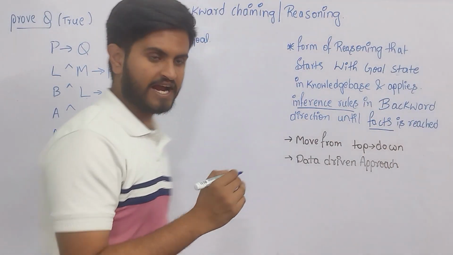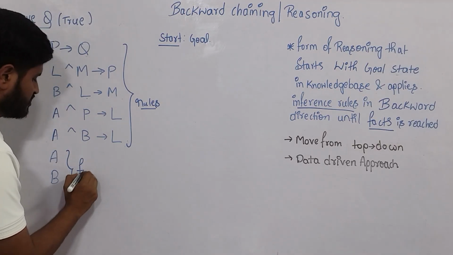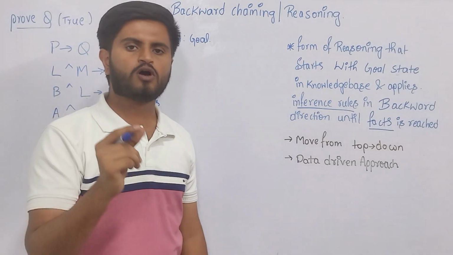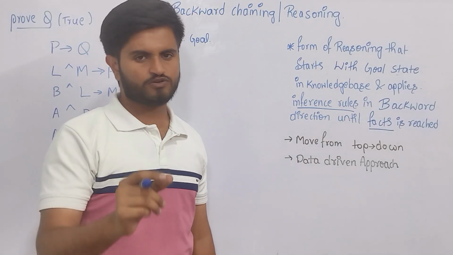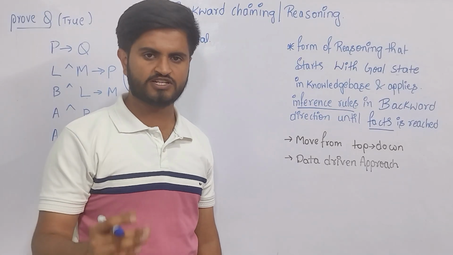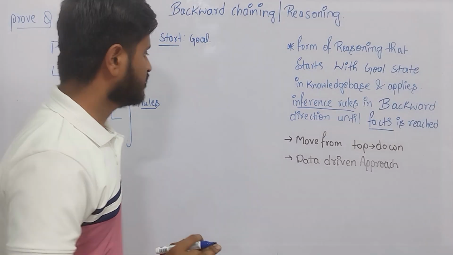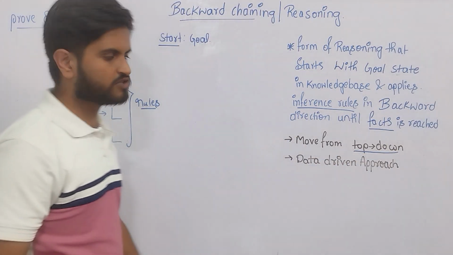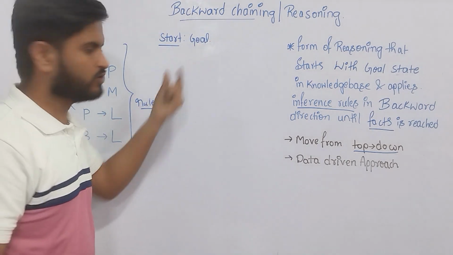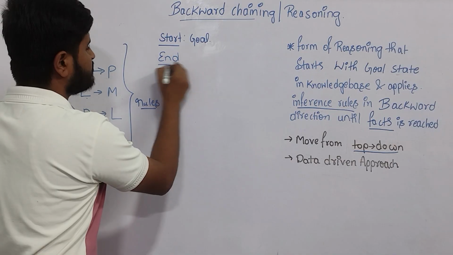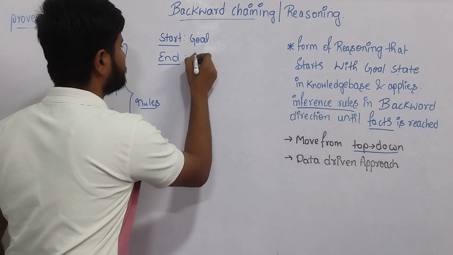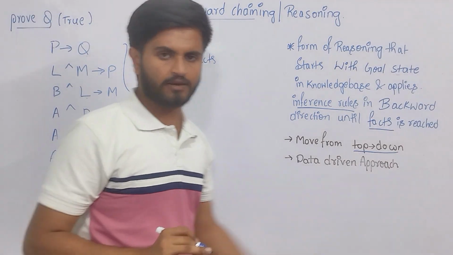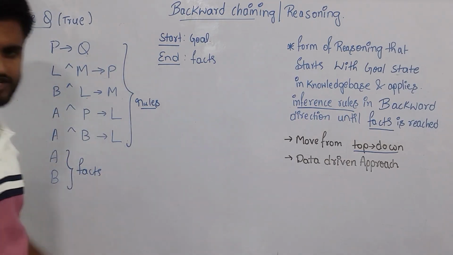What is a fact? Fact means the individual statement. Why I am calling the individual statement a fact is because the individual statement will always be true. So since the individual statements are true in every situation, we can call them the facts. In backward chaining we will move from top to down, because we are constructing from the goal state. So my start will be from the goal state, and my end will be at the facts, or the individual statements. Now this is a data driven approach. Using this data we will be constructing like that.